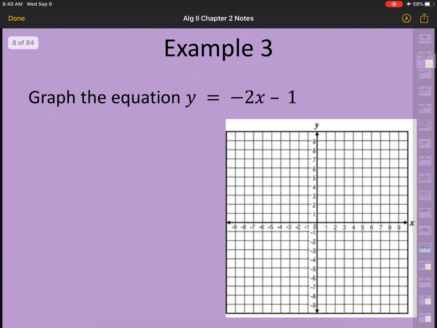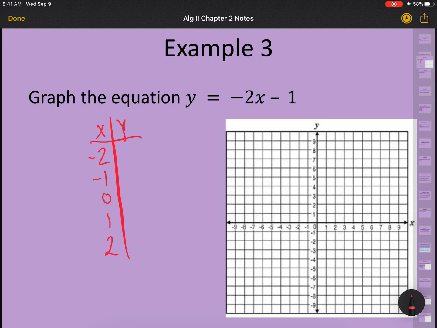So in this first example, we need a table. I need an x and I need a y. I'm just going to plug in the same generic x values, -2 all the way to 2, everywhere I see an x in my original equation. If I plug -2 into the original equation, I get back 3. If I plug -1 in, I get 1. If I plug 0 in, I get -1. If I plug 1 in, I get -3. Then if I plug 2 in, that gives me -5.